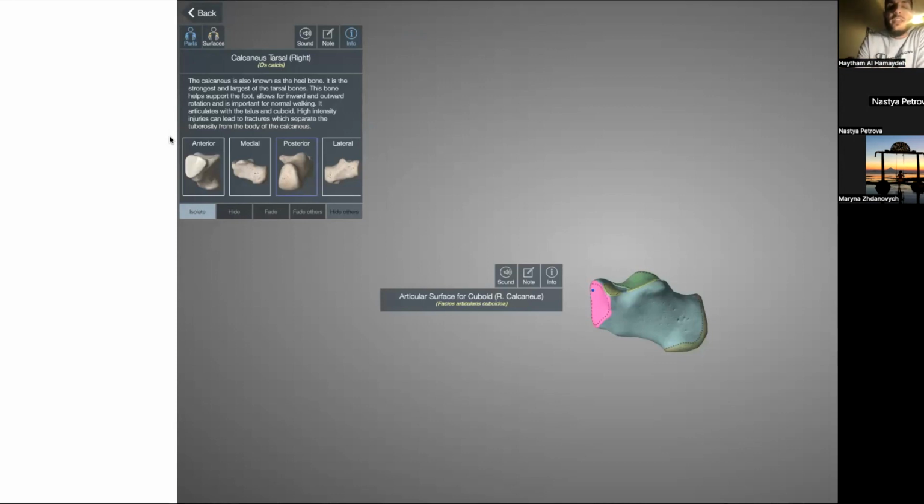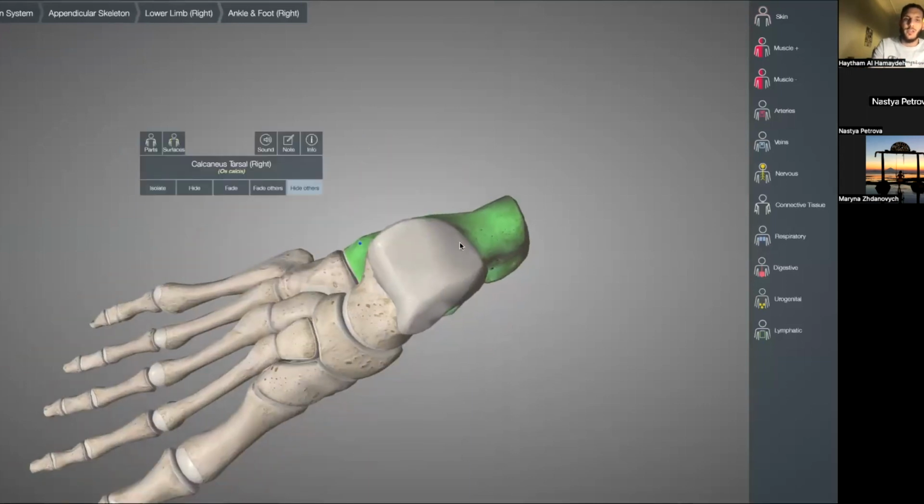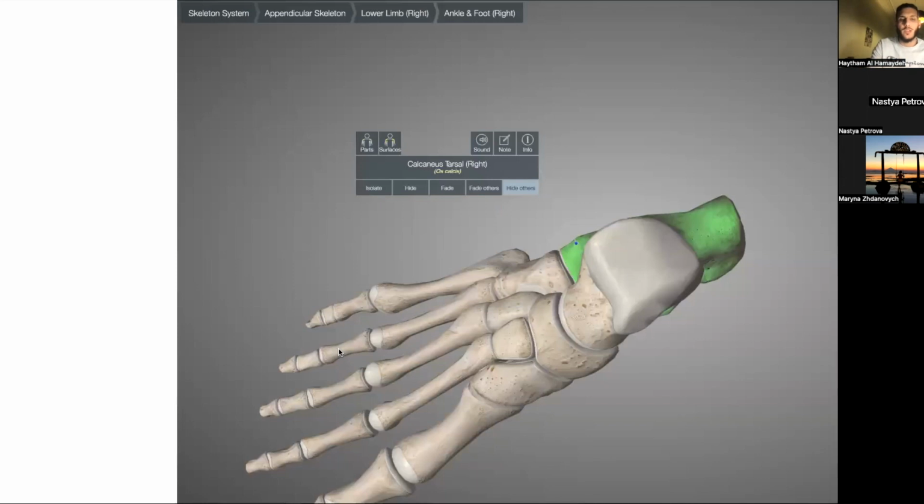Now you have the intermediate group, or intermediate row. As we said, the tarsal bones are proximal, intermediate, and distal. The intermediate row contains one bone, which is the navicular. Here you see we have proximal, intermediate, and then distal. The intermediate is made up of the navicular bone.